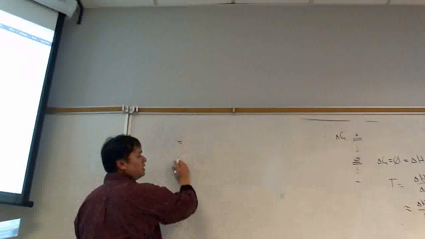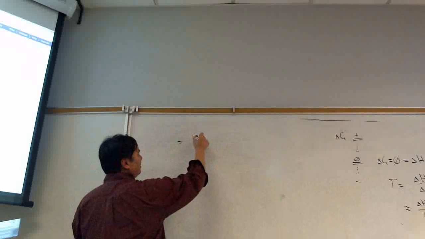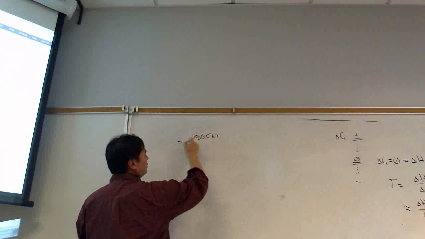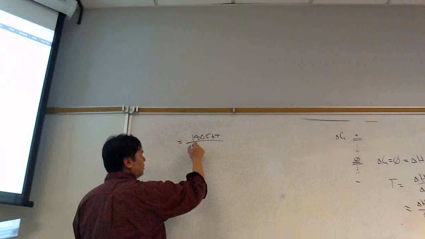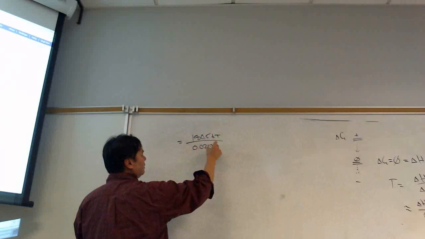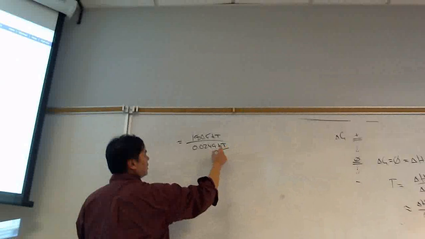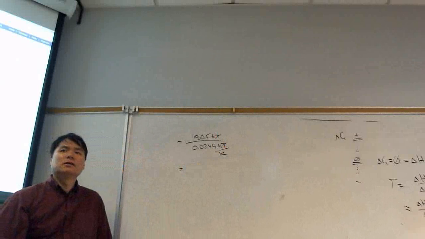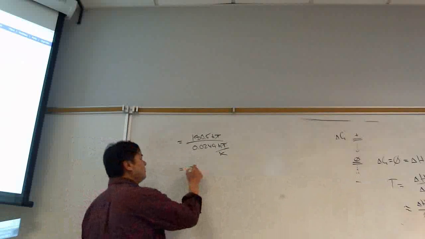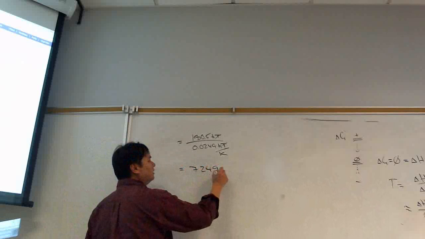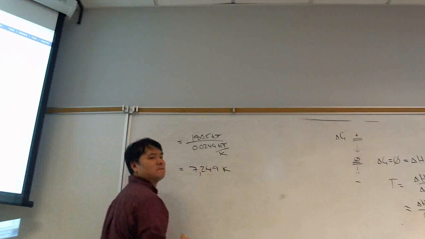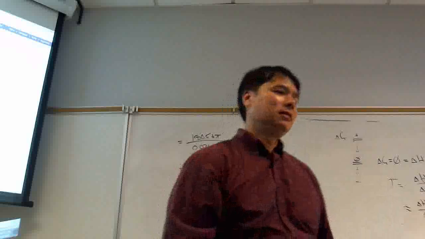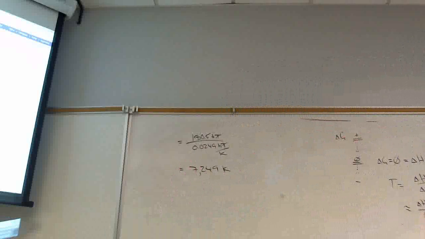And so what is delta H? Was it 180.5 kilojoules? And delta S? 0.0249 kilojoules per Kelvin. Kilojoules cancel out, that leaves us with Kelvin. At what temperature should this go spontaneous? 7,249 Kelvin. Wow. 7,249 Kelvin. How hot is that?